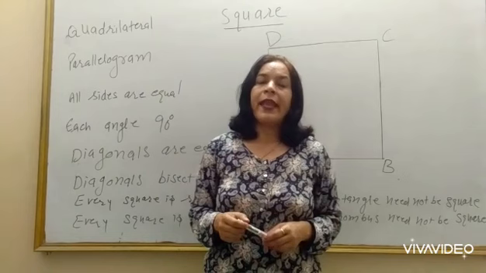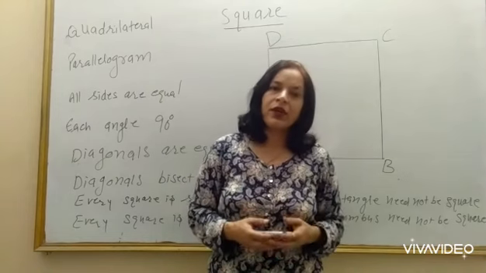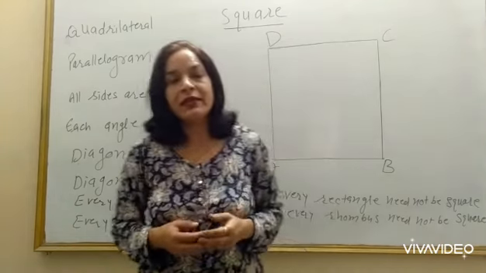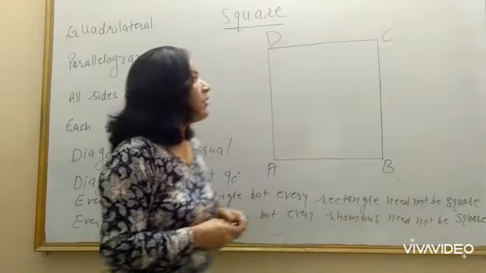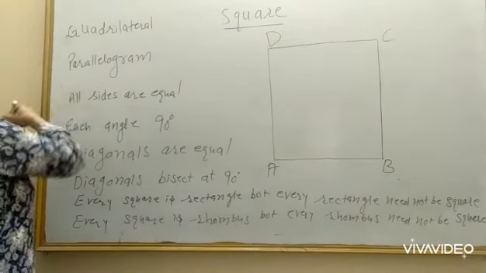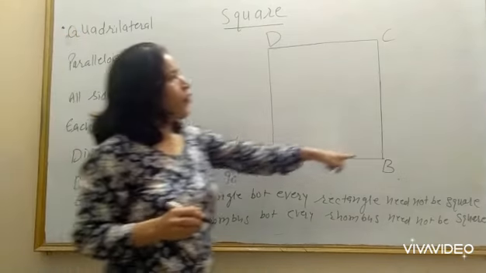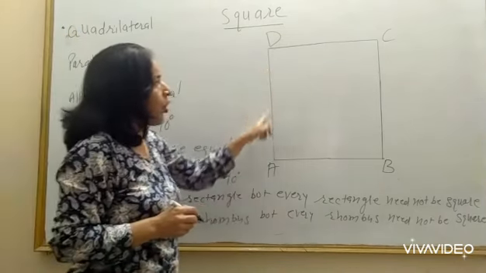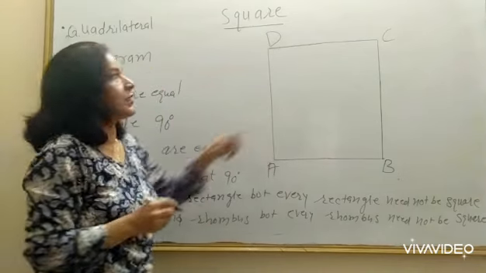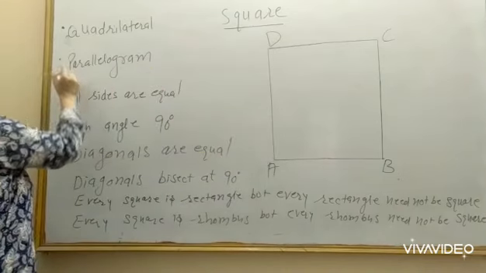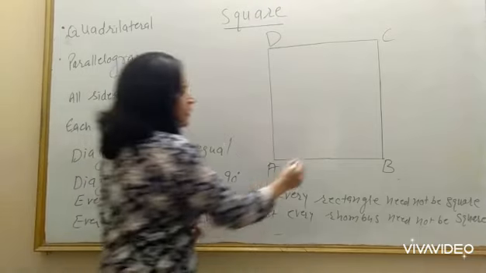Hello everyone. Next is square. What is a square and what are the properties of a square? It's a quadrilateral, a four-sided figure drawn in a plane, so it is a quadrilateral.